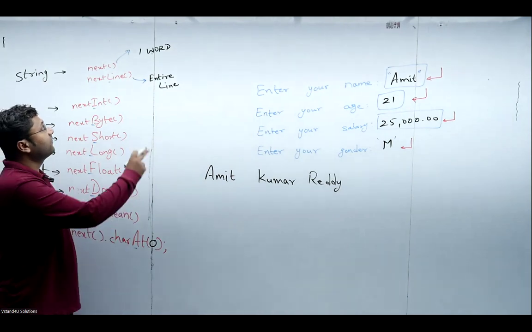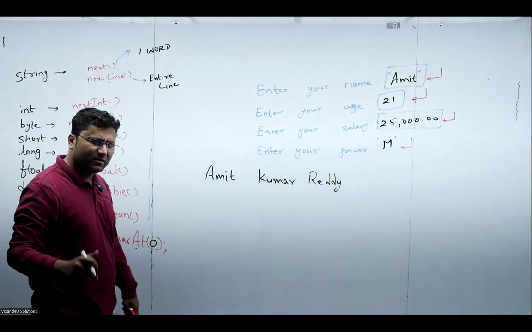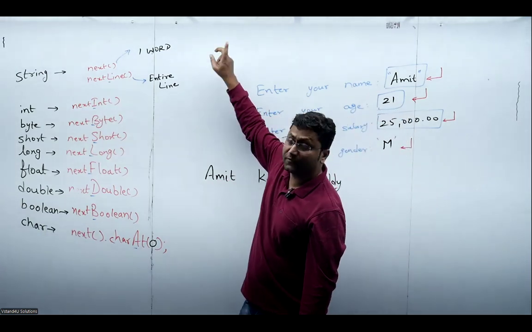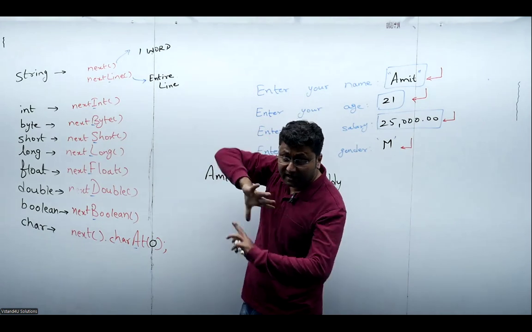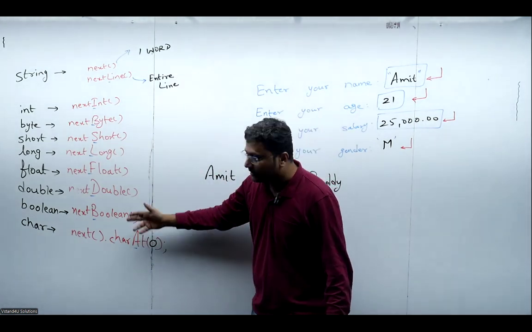Am I clear? If you want to read one word, next. If you want to read the entire line, next line. Simple. Easy to understand. For a string, these two methods are there. If you want only one word, next. If you want the entire line with spaces, then next line. For the remaining, everything is clear.